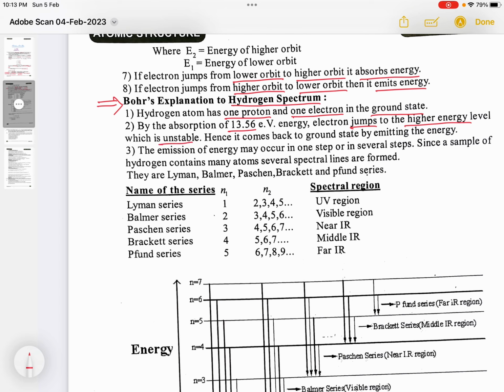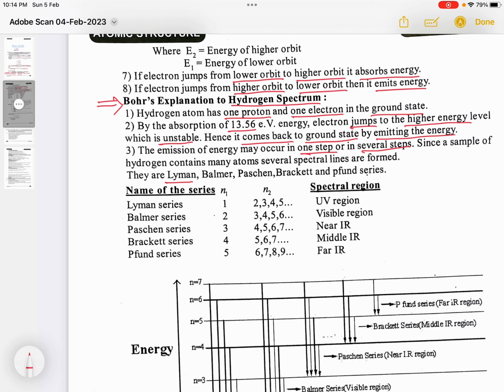Whenever the electron jumps to a higher energy level, its position is unstable there. That is the reason it tries to come back to its original place. Hence, it comes back to the ground state by emitting energy. Means when it is coming back to the ground state, it is emitting the energy. Coming to the third point, the emission of energy may occur in one step or in several steps. Since a sample of hydrogen contains many atoms, several spectral lines are formed.